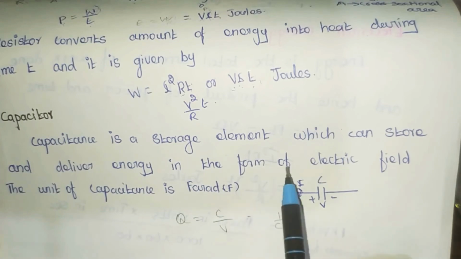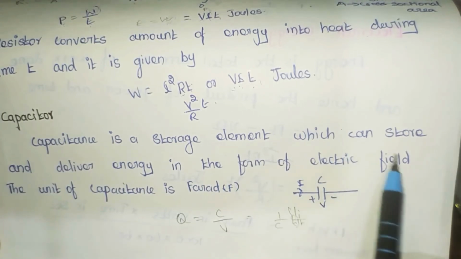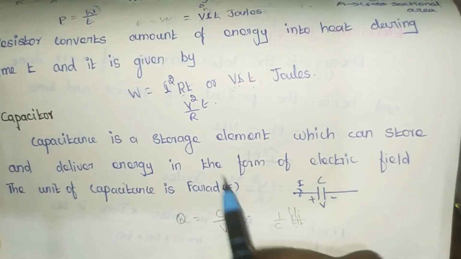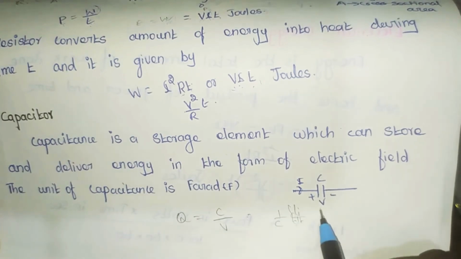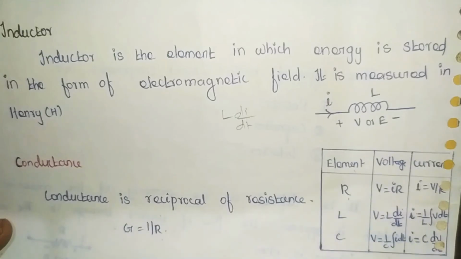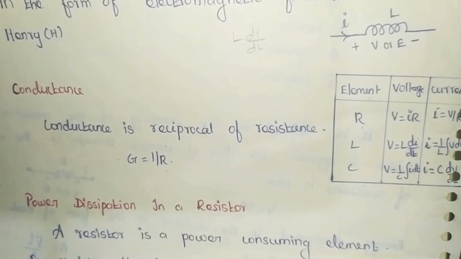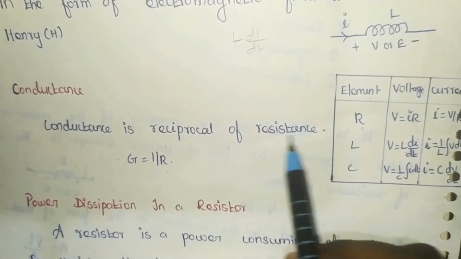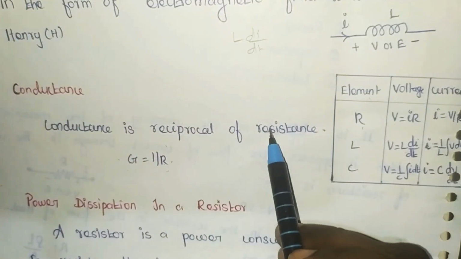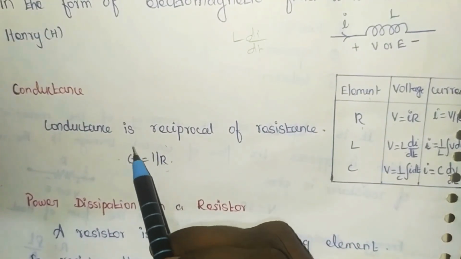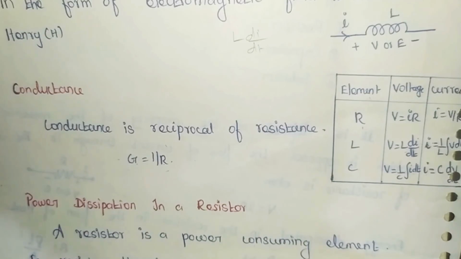Capacitor is the electrical component which stores energy in the form of electric field. Its unit is farad and its symbol is this one. Inductor is another electrical component which stores energy in the form of electromagnetic field. Its unit is Henry and its symbol is like this. Conductance is just opposite to the resistance. It is the reciprocal of resistance. So G is equal to 1 by R, where G is the conductance of a material.